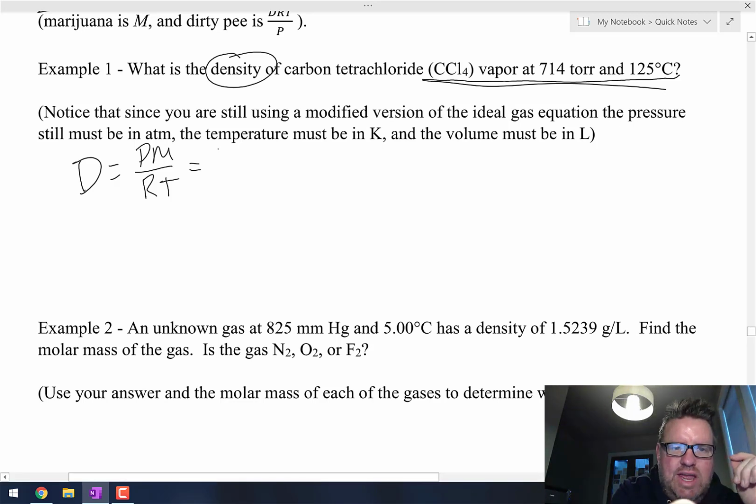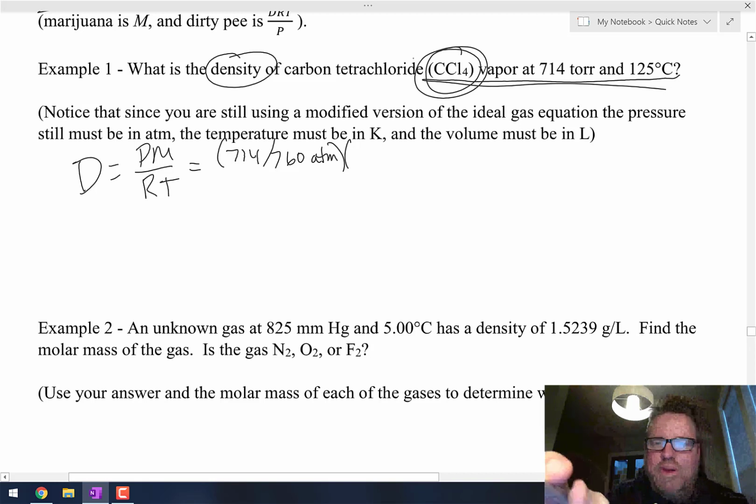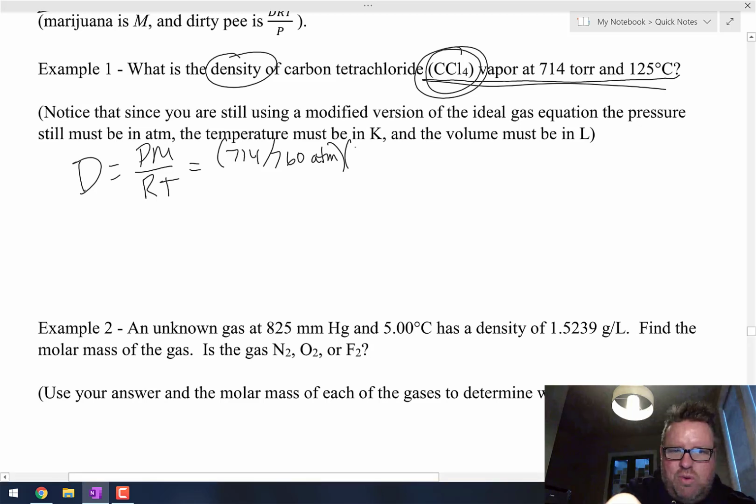So the density equals the pressure in atmospheres. So again, remember how I do this. 714 divided by 760, and that gets us to atmospheres. The molar mass is now where, when I give you this chemical formula, you got to look up carbon and chlorine on the periodic table. So 35.5 times 4 equals 142, plus the carbon is 154. So that's 154. And remember that molar mass is grams per mole.